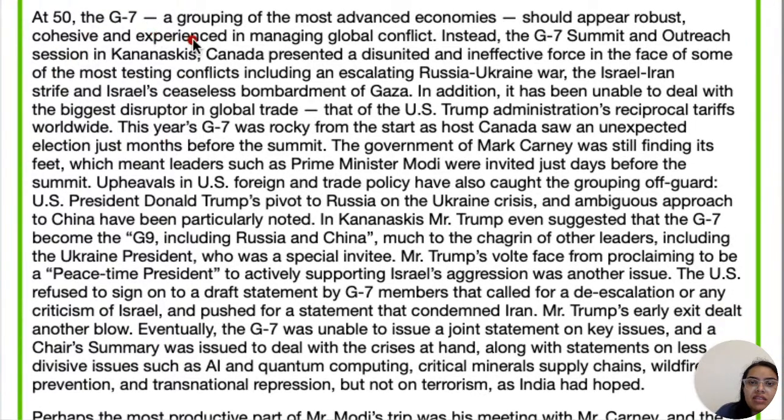At 50, the G7, a grouping of the most advanced economies, should appear robust, cohesive, and experienced in managing global conflict. That is how it should be. Instead, the G7 summit and outreach session in Canada presented a disunited, ineffective force. Two negatives we get to see here. It wasn't coherent, it was disunited and ineffective in the face of some of the most testing conflicts, including an escalating Russia-Ukraine war. In the face of means because of what? Right now more conflicts are going on, it's a testing time, isn't it? So including the Russia-Ukraine war, the Israel-Iran strife, and Israel's ceaseless bombardment of Gaza. Because of all this it should have been better and more effective, but nothing happened.